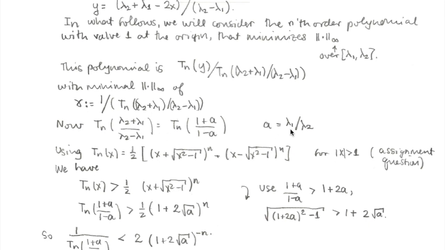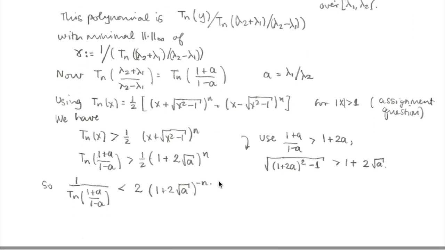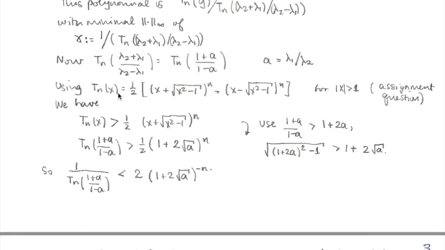So I'm just going to divide top and bottom through by lambda 2, right? And so I'll get the Chebyshev polynomial evaluated here. Remember your assignment question, where you showed that for x bigger than 1, you have this expression for the Chebyshev polynomial. So we've got the Chebyshev polynomial.